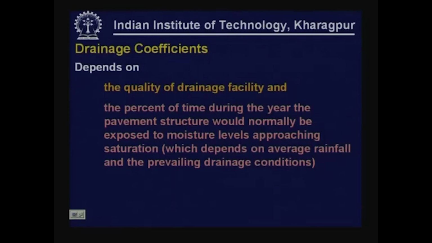The drainage coefficients depend on the quality of drainage facility and also the percentage of time during the year the pavement structure would normally be exposed to moisture levels approaching saturation, which depends on average rainfall and prevailing drainage conditions. While selecting drainage coefficients, what we are normally concerned about is the effect of moisture on granular subbase and granular base, how long these subbases and bases are going to be under saturated condition, and how good is the drainage in general, whether the water is going to be immediately removed or is it going to be there for about 20% of the time, 30% of the time. So, if we know about these conditions, we can select their drainage coefficients.